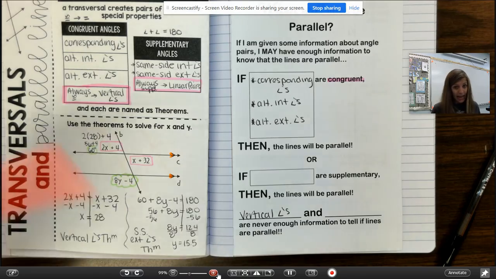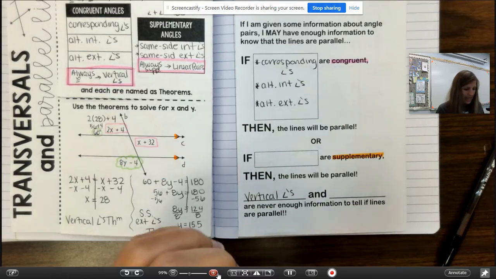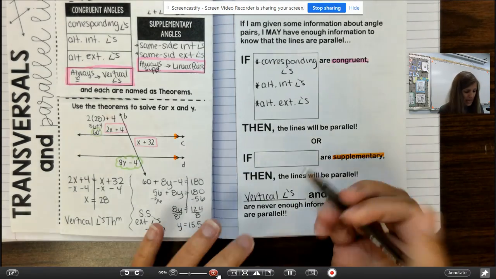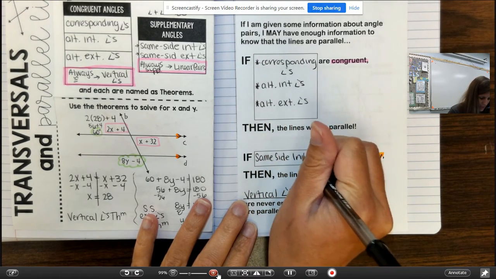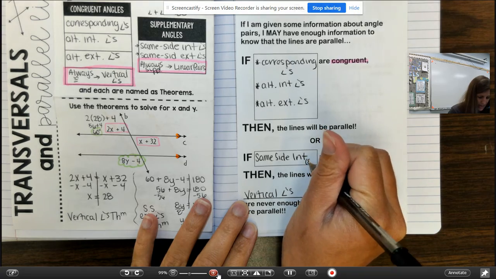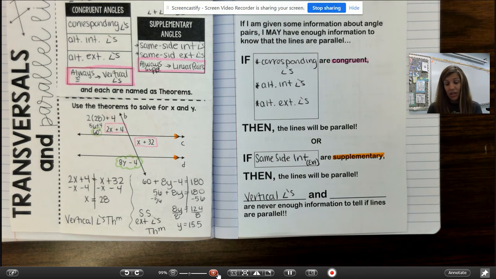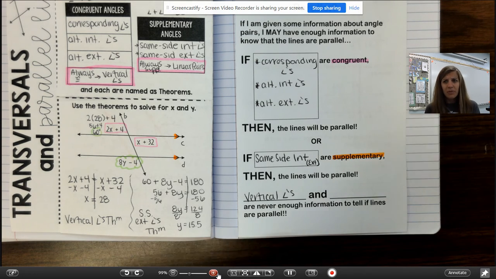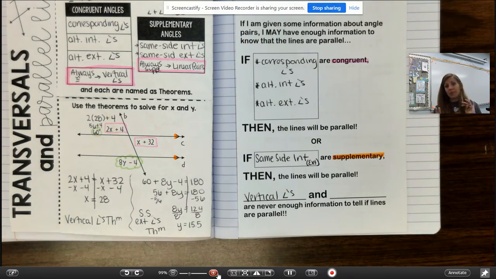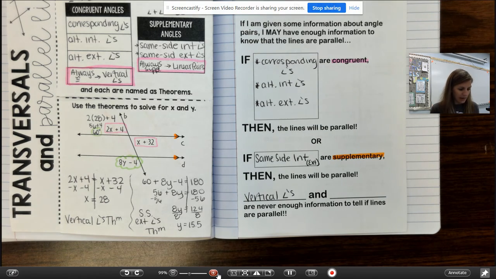Or another way I can know it is if a certain pair are supplementary, then I'll know that the lines are parallel. And usually we just use same side interior here, but we could probably do same side exterior as well. So if I know that the same side interior angles are supplementary to each other, I have to see that they add up to equal 180. It's not enough to know that they're different. Well, I guess if they were congruent and both 90, but if they were congruent and not both 90, then we wouldn't have enough to know. They have to be supplementary, then the lines will be parallel.